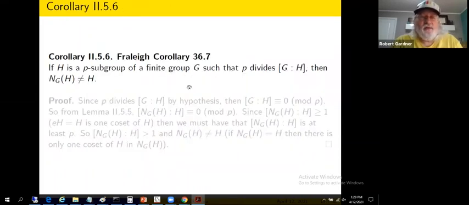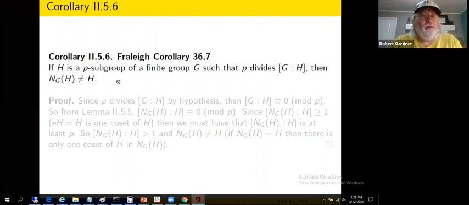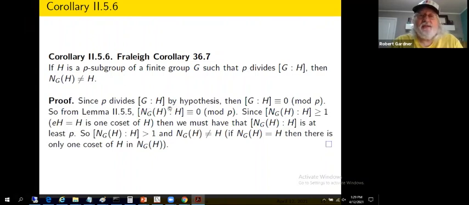All right, I think this is our last corollary, and then we'll go through the proof of Sylow's first theorem. If H is a p-subgroup of a finite group G such that p divides the index of H in G, then the normalizer of H in G is not equal to H itself. Okay, p divides the index. We hypothesize that. So the index is 0 mod p. The lemma we just saw told us that this index, H in the normalizer of H, is congruent to that index, mod p. So this index must be 0 mod p as well.